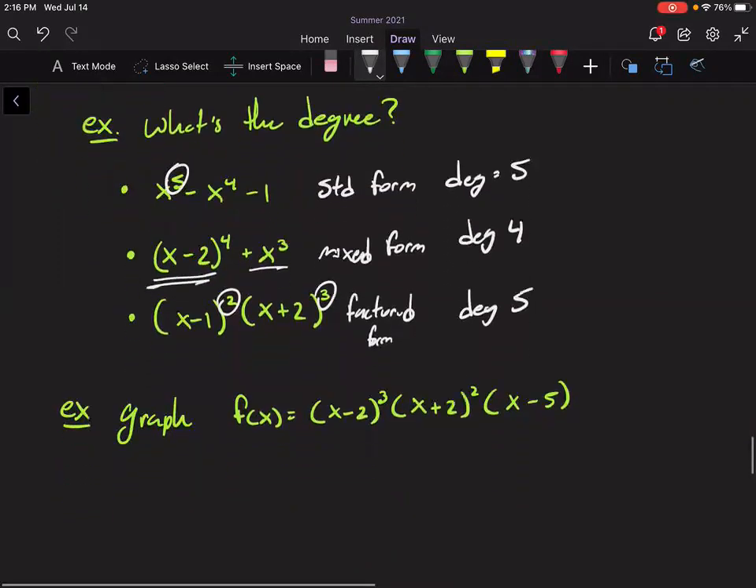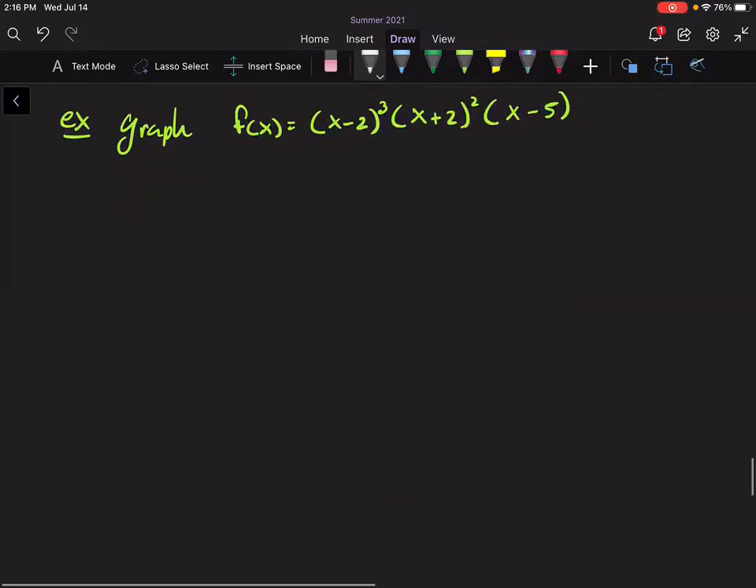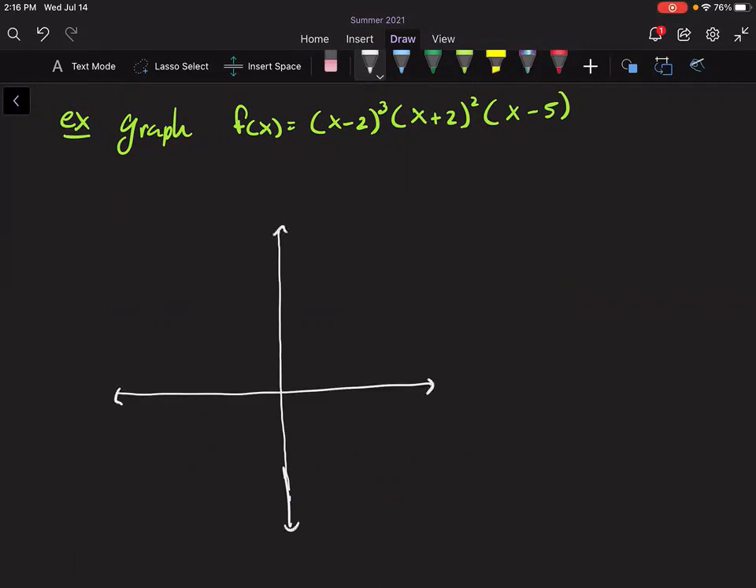All right, so now let's actually put our degree know-how to work, and we're going to graph this function. Okay, so the first thing we need to do is figure out what our roots are. And they come from each of these terms. So our roots are 2, -2, and 5. And so we'll just plot those roots on here: -2, 2, and 5. And we'll start graphing in yellow.